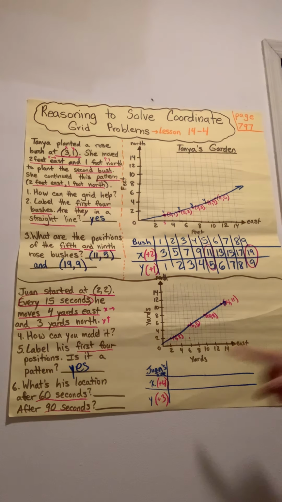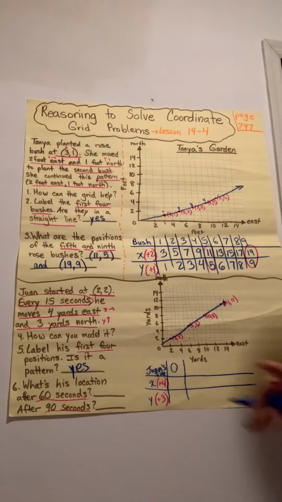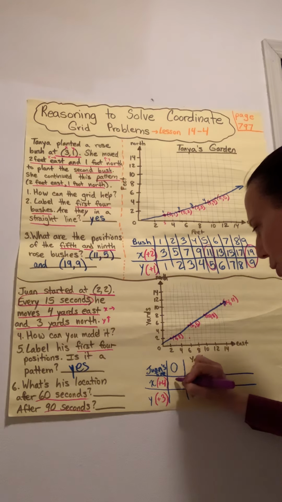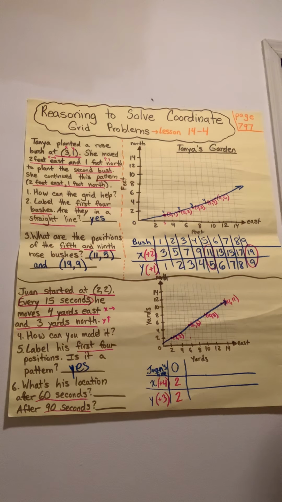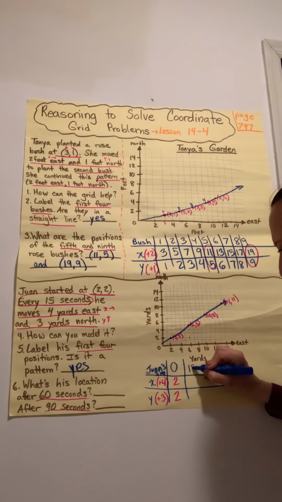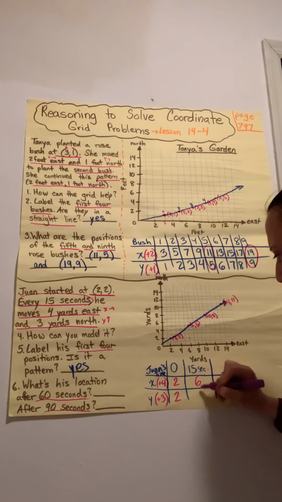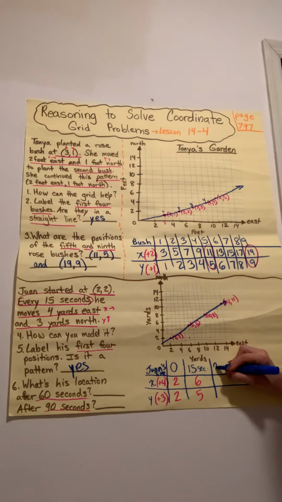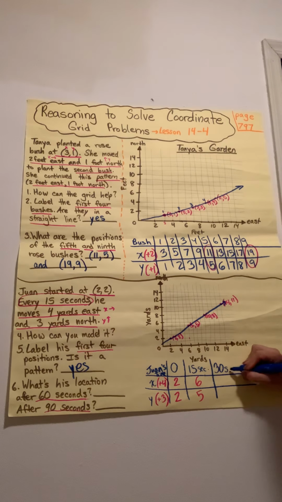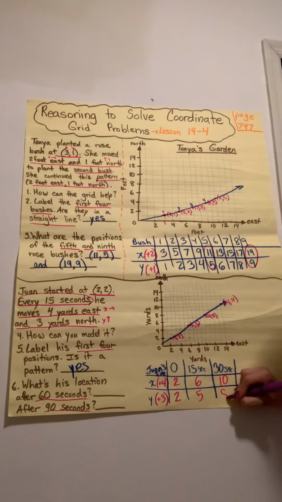Okay, this is where he started. This is when he was at 0. Notice they told me he started at 2, 2. That's before he moved at all. Every 15 seconds, so this is after 15 seconds. That's when he was at 6, 5. Then another 15 seconds, so 15 plus 15, now I would be at 30 seconds. That's when he got to 10, 8.